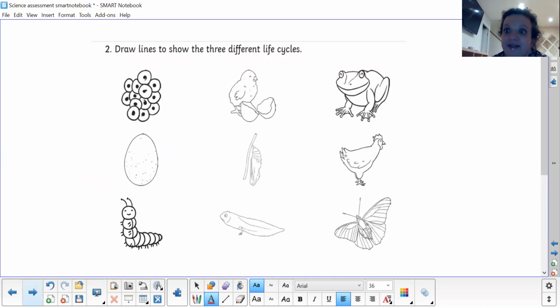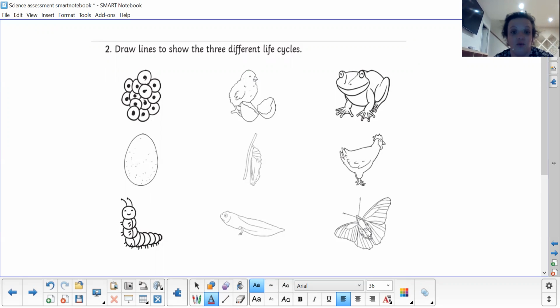Okay, question number 2 to complete. On this side, we've got 3 starting points of a life cycle. In the middle, we've got what they turn into, and then what they become finally in the life cycle. So each one of these links to one of these, and then finally it links to one of those. Pause the video now and match them up.